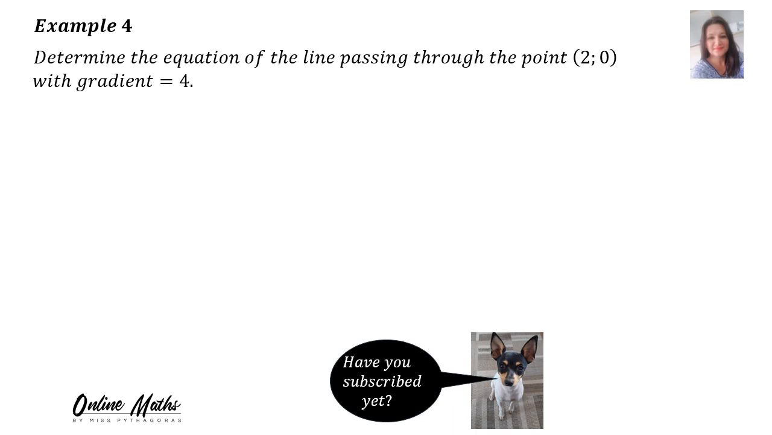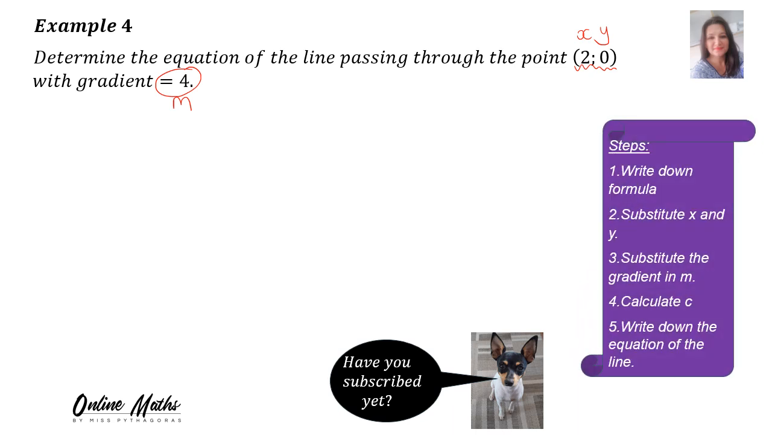Example 4. Determine the equation of the line passing through the point (2, 0) with gradient equal to 4. So we know that 4 is m's value. Let's zoom in on this other point (2, 0). It is not the y-intercept, because for a y-intercept, the x will be 0. This is in fact the x-intercept since the y is 0, but we deal with this as if it's just a normal coordinate consisting of an x and a y.